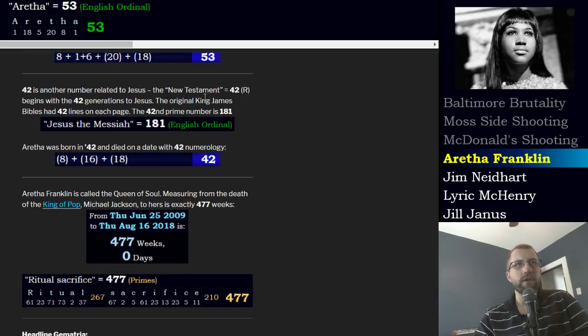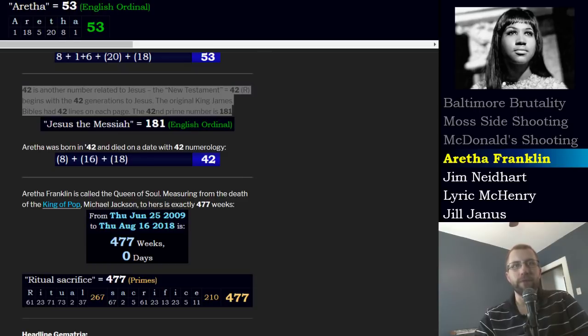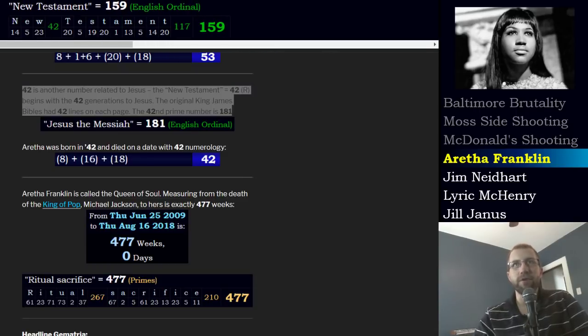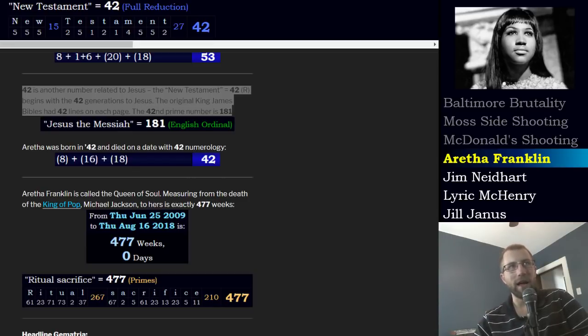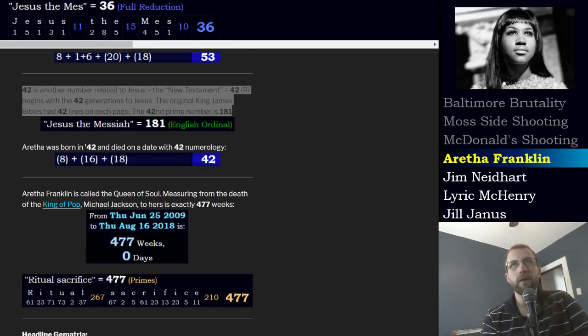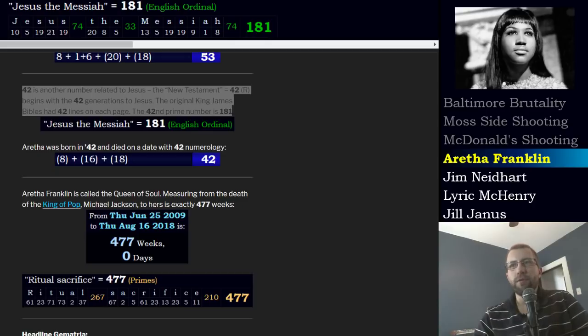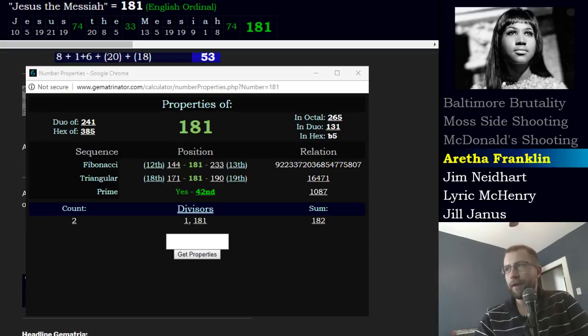Notice how she was born in 1942, died on a date with 42 numerology. 42, also significant to the crucifixion code. It's the New Testament in which the Gospels tell us about the crucifixion. New Testament equals 42. The first King James Bible is 42 lines. Also, the 42nd prime number is 181. And in Gematria, Jesus the Messiah equals 181.